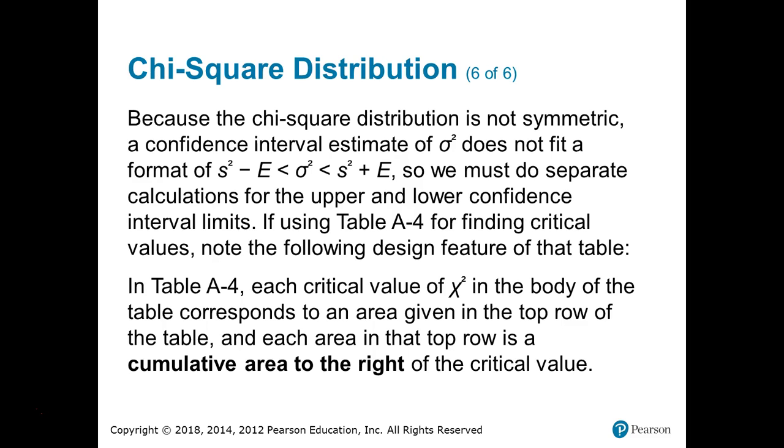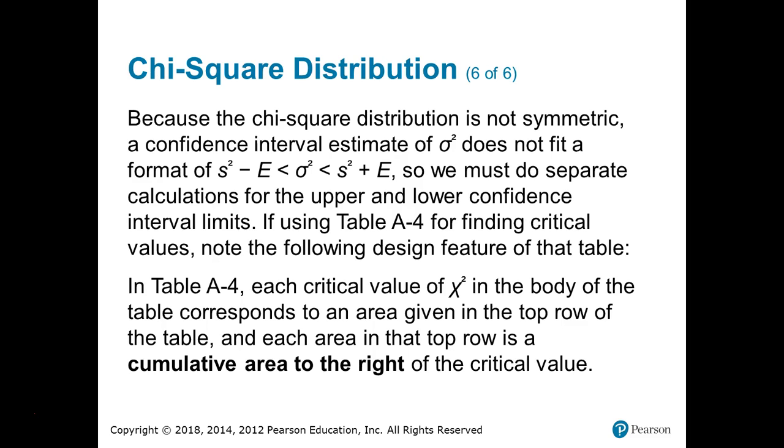So here's an important slide. Because the chi-square distribution is not symmetric, a confidence interval does not fit the regular format where your actual population is bounded by the sample minus the margin of error to the left, and then your upper bound being the sample plus the margin of error. It's not going to be that anymore. We have to do separate calculations for the upper and lower confidence values.